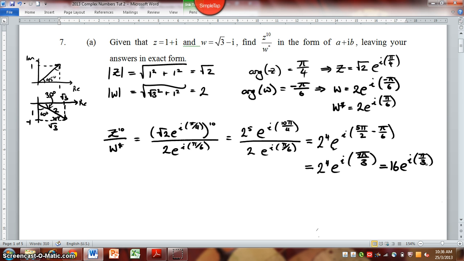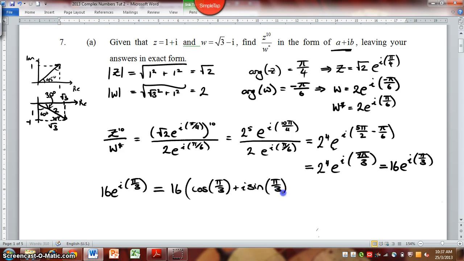So how do we convert this? And remember, we're asked to give it in the form a plus ib. So now I'm going to go from this exponential form back into my trigonometric polar form, back into my Cartesian form. So I have 16e to the i pi upon 3. Well, I know the modulus is 16, and then I just put cosine pi upon 3 plus i sine pi upon 3. And this is now my trigonometric polar form.